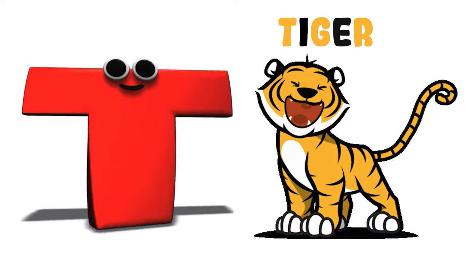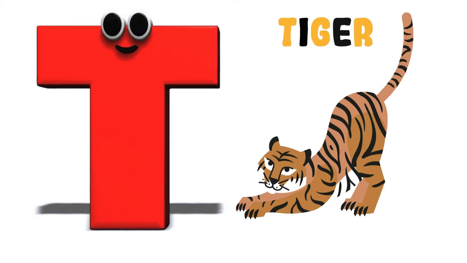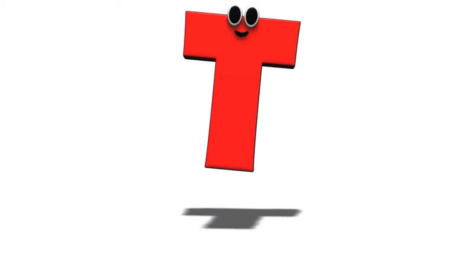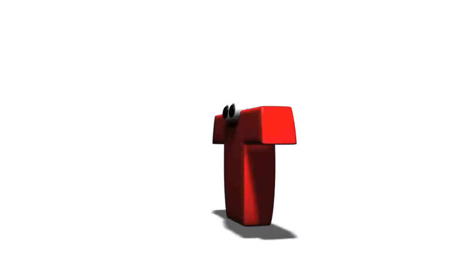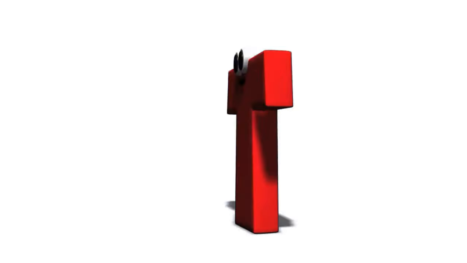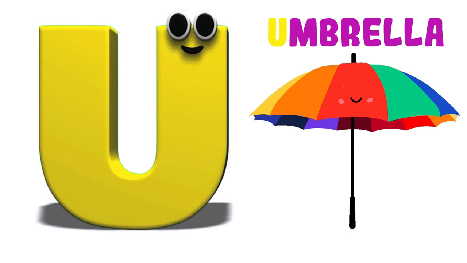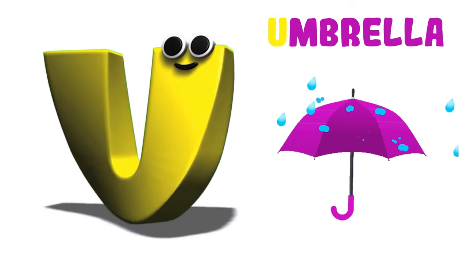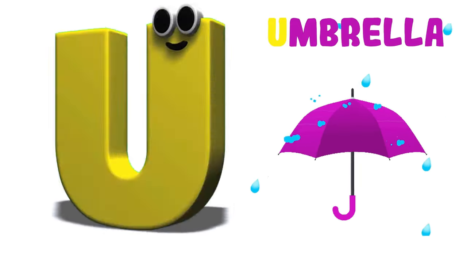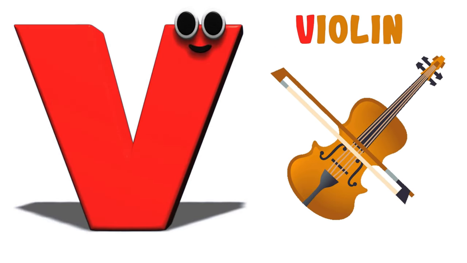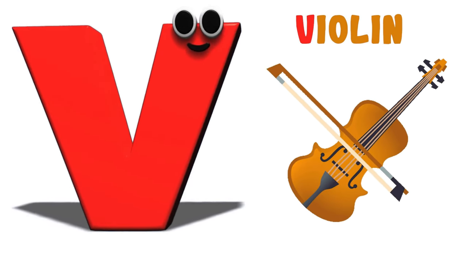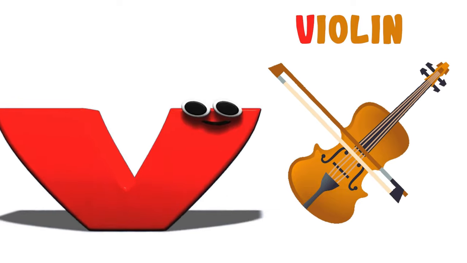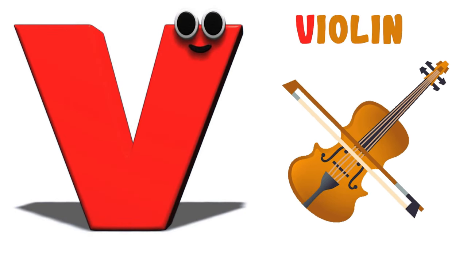Tiger, T, tiger. U is for umbrella, umbrella, U, umbrella. V is for violin, V, V, violin, V, violin.